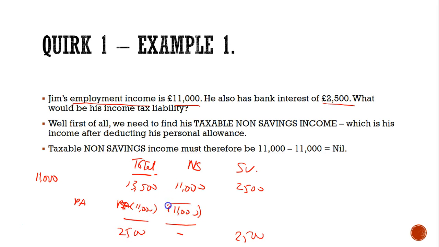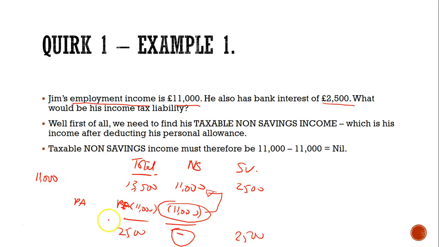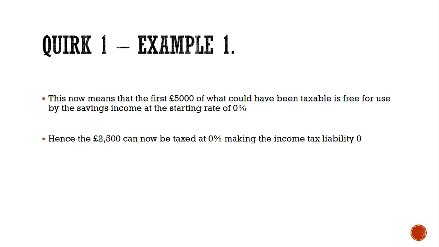Now, the personal allowance is always used, if you remember from the last class, first against his non-savings income. He has no non-savings income. And where I was going with the earlier example: if he has savings income that falls in the first 5,000 of taxable income, and the first 5,000 of taxable income is anything after the personal allowance has been deducted, and all this 2,500 falls in that bracket, then this 2,500 can be taxed at 0%. We'll see an example when it's not quite fully available, but that's the general idea.